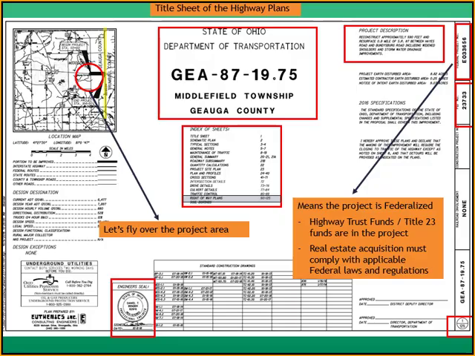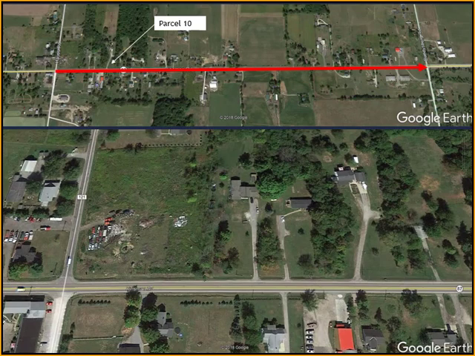So now let's fly over the project area. Next slide. So what we're looking at is a Google Earth photo of the project area. The red arrow notes where the project is located. Parcel 10 is located where that white arrow is pointed. And we're going to blow it up a little bit. We're looking at an enlargement, and parcel 10 is located right where that white arrow is.